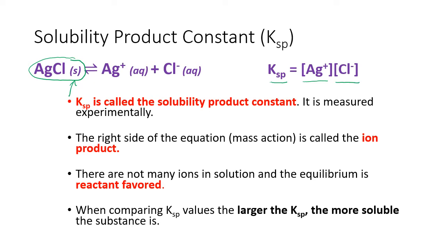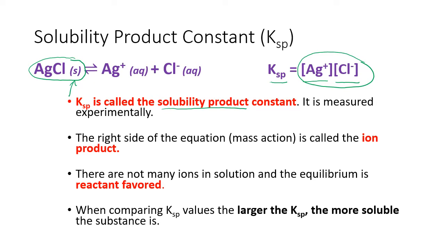K is now referred to as KSP. SP stands for the solubility product. So KSP is called the solubility product constant. Just like all of the other K values that we've looked at, it's measured experimentally. The right side of our equilibrium expression is referred to as the ion product now, because we have no denominator, so we're taking a product of the concentration of those two ion components.